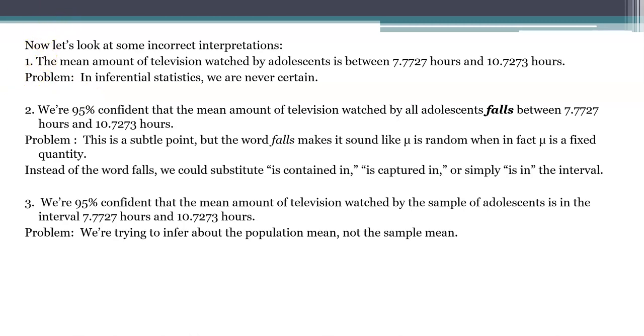We are 95% confident that the mean amount of television watched by the sample of adolescents is in the interval. The problem here is that you're saying we're 95% confident that the sample mean is in that interval. We know what the sample mean is. There is no question what the sample mean is. We know it with 100% certainty. It's the population mean that we're trying to make inference about. So we'd want that to be watched by the population of adolescents instead of the sample.